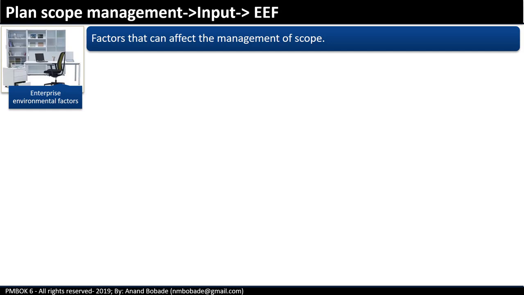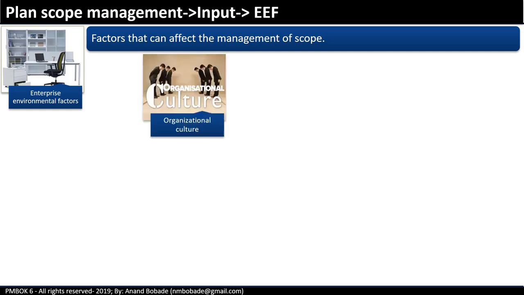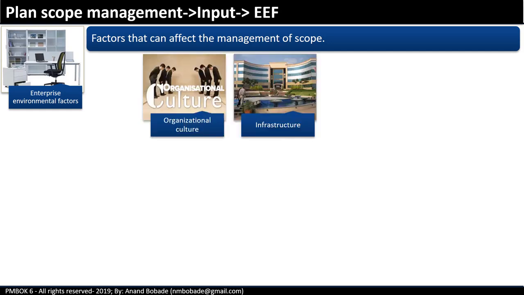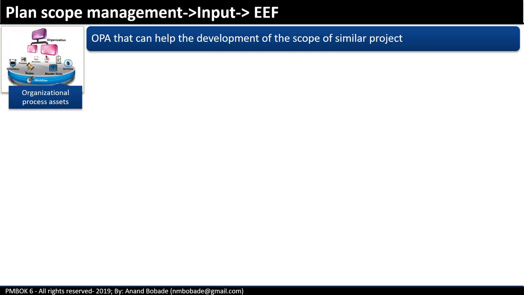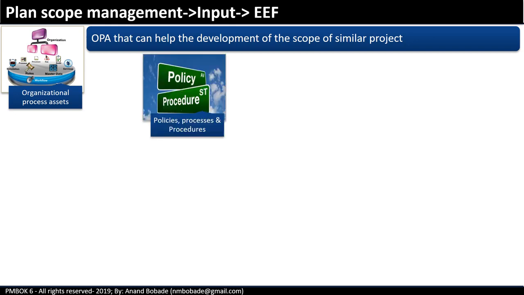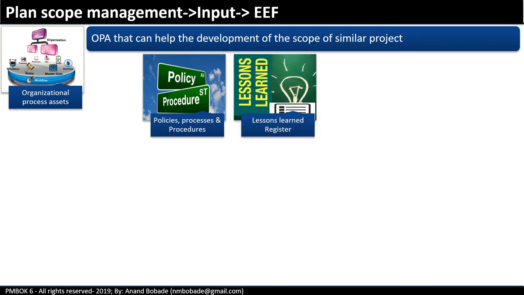An organization's culture and infrastructure are among the enterprise environmental factors that can affect the management of scope. Then organizational process assets. An organization's policies and procedures are important for any management plan, and the historical information and lessons learned repositories may help guide the development of a scope management plan. Now, this is similar in most other planning processes.